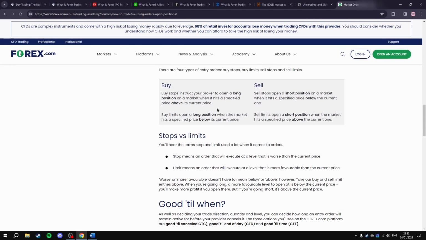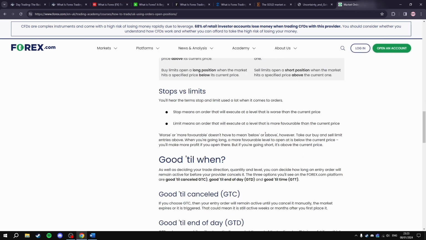Buy, so long positions, when it hits a price above its current price. So only buy it when it's above the current price. This one is only buy it when it hits below a price. This one is sell it when it hits below a price, and sell it when it's above a price.